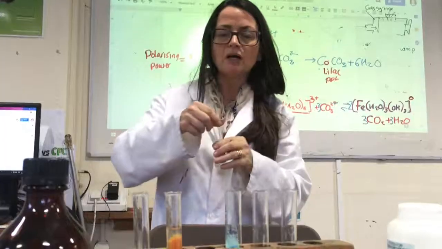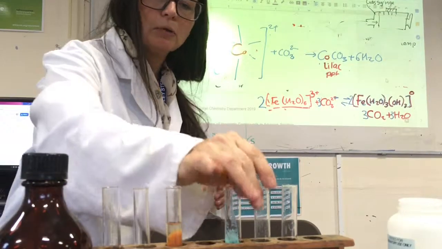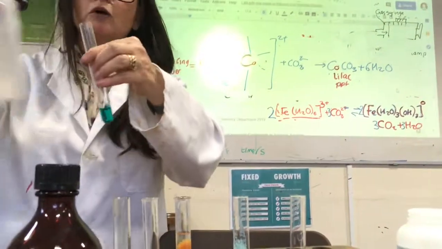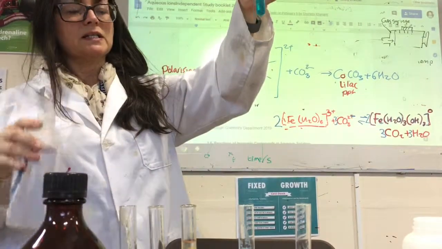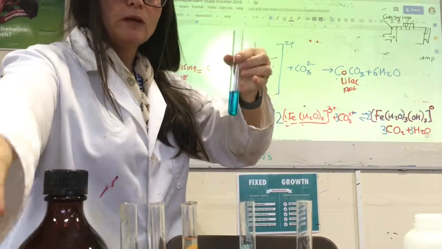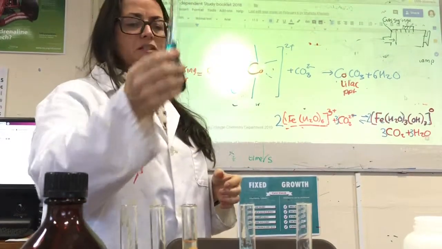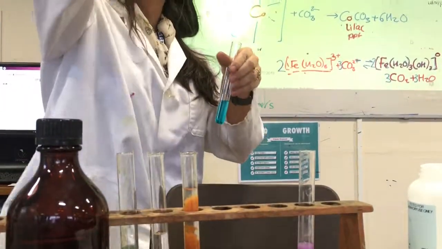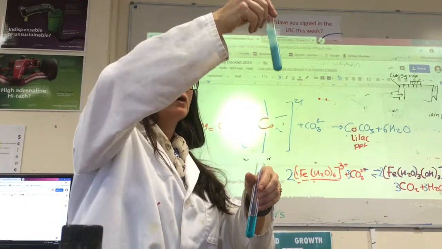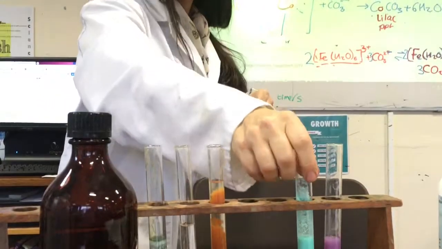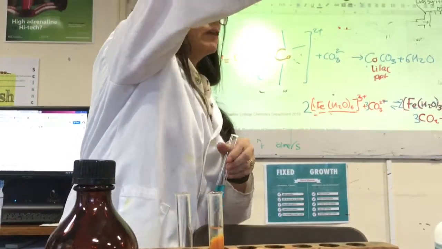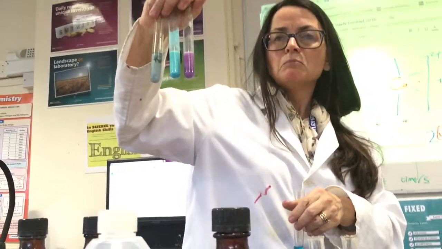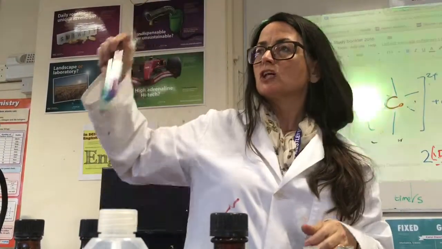And the other one is the copper. We all know hexaaqua copper is blue. So there's hexaaqua copper 2. We predict it should not fizz with carbonate, and it didn't. The hexaaqua 2 plus ions are not acidic enough. The central metal ion doesn't polarize the water molecules enough, and therefore they don't form carbon dioxide with carbonate.